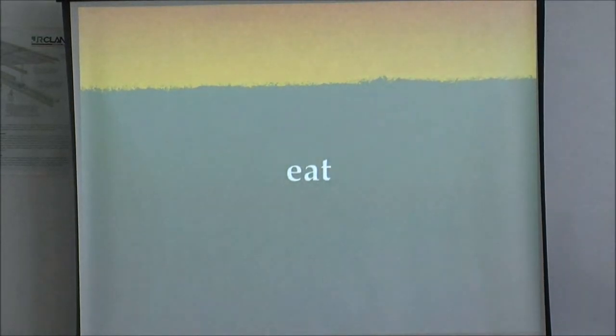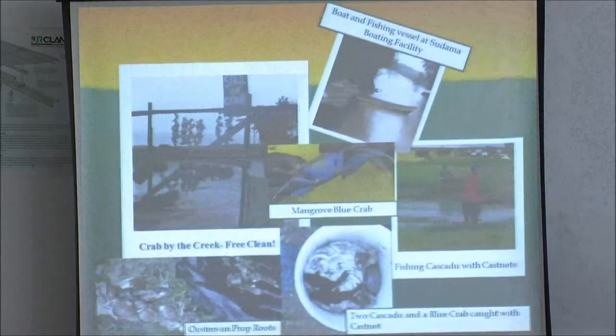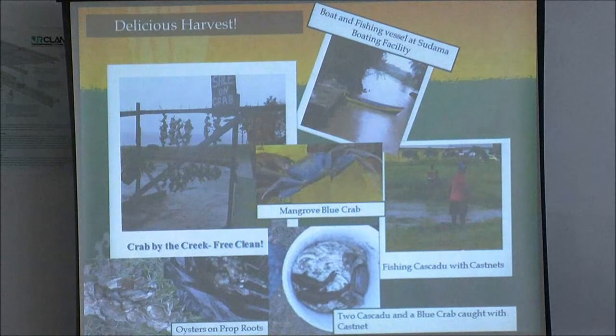The theme for UNDP is think. That was all of those issues to think about. Eat. The wetland is a productive system. There are lots of delicious things that come from the wetland.